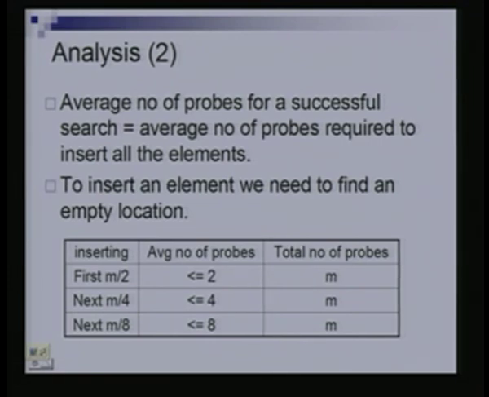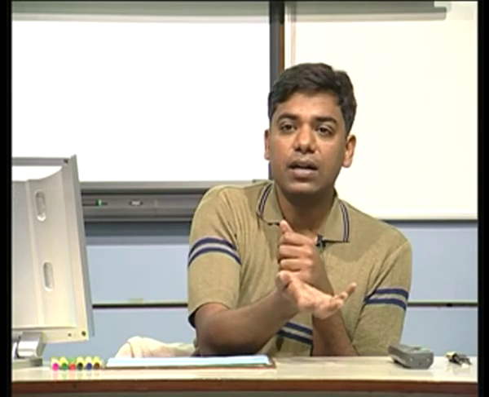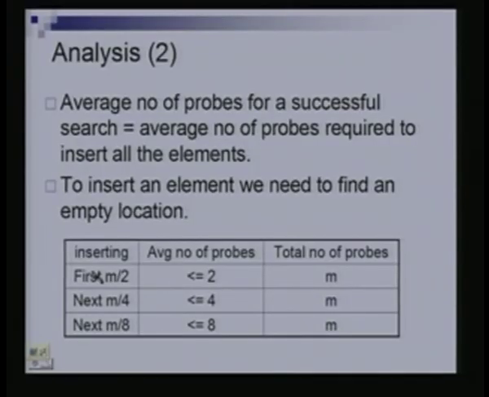Half of the table is empty. So, when I try once, I will maybe hit a full location, maybe when I try again, in expectation I will just need 2 probes to be able to insert this 50th element. For the first 49 elements, I might on average even require less, but all I can say for sure is that the average number of probes required for inserting these elements is less than or equal to 2. And how many elements am I inserting? M by 2 elements. So, the total number of probes required is less than or equal to m on average for these first m by 2 elements.